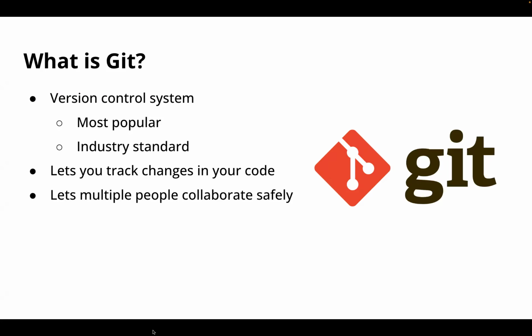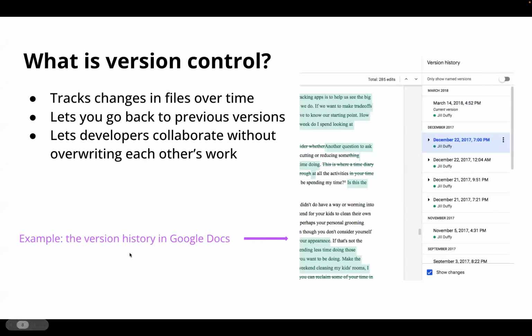Git is a version control system. I think it is the most popularly used version control system, and it's also industry standard. I'll go over what version control is in a second. But basically, TLDR, Git lets you track changes in your code, and it also allows multiple people to collaborate on the same project safely. What do I mean by that? Let's first talk about what exactly version control is.